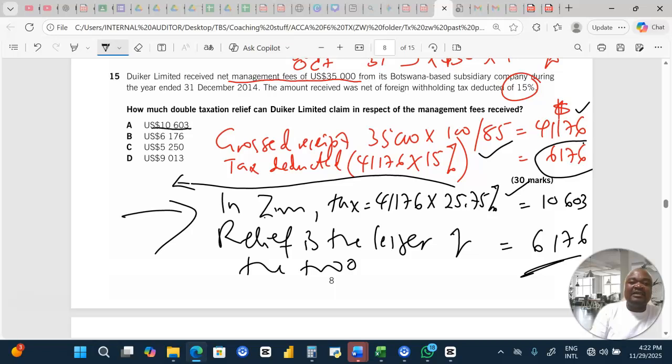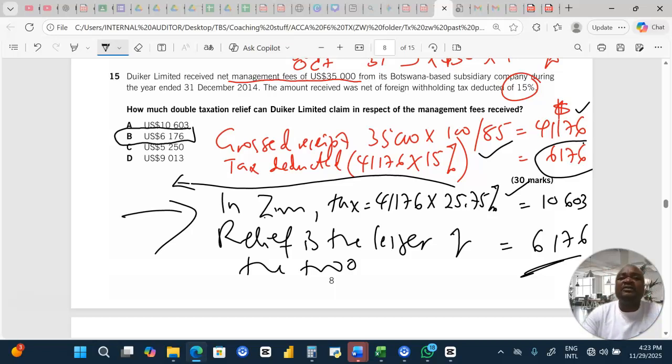So the answer there becomes B. We've done almost everything, and somebody still says, oh man, you didn't do capital allowances, so I'm not going to write the examination. All right, that's a bonus.